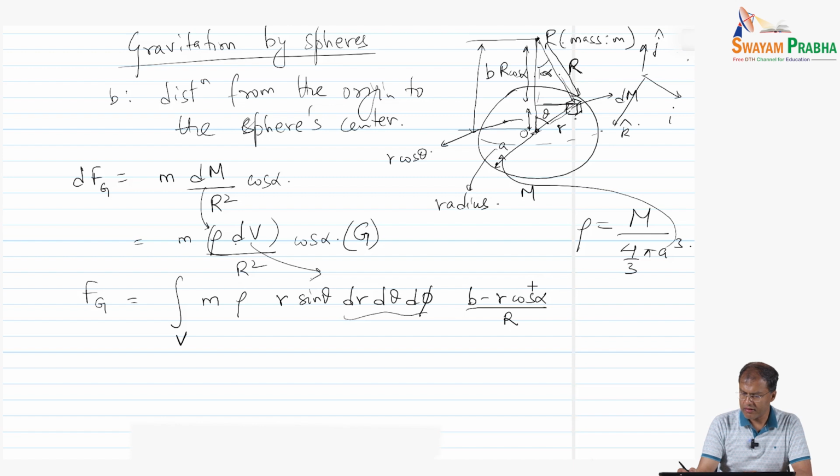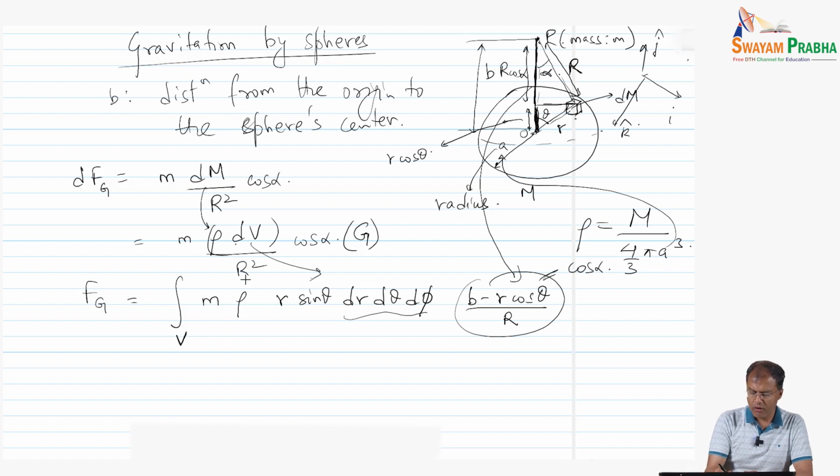Well, something is missing here. So b minus, I don't need alpha here. So this is going to be b minus r cos theta, right? So r cos theta is this particular quantity, and we subtract it from the total distance b, and we are going to get this particular distance, and when divided by capital R, this is going to be my cos alpha, right? And then we also had an r square, so I put r cube here.